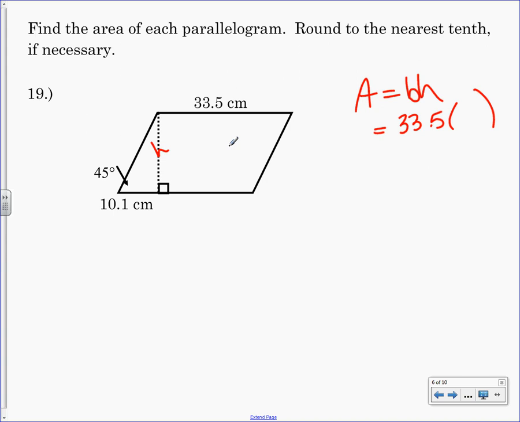I'm going to do 45, 45, 90, right? If this is 45, then this is 45. If these angles are the same, then the sides across from them are the same, or x. So if this is x, 10.1, then this is x, 10.1. Easy. You see what I'm saying? So in my opinion, that one was worth doing this shortcut. So you just take 33.5 times 10.1.